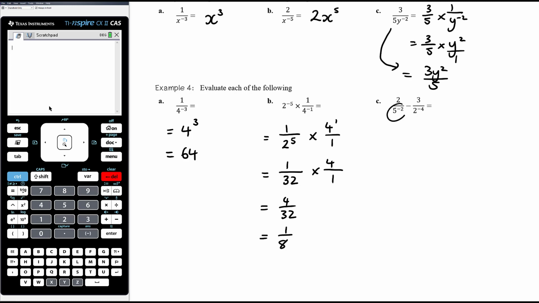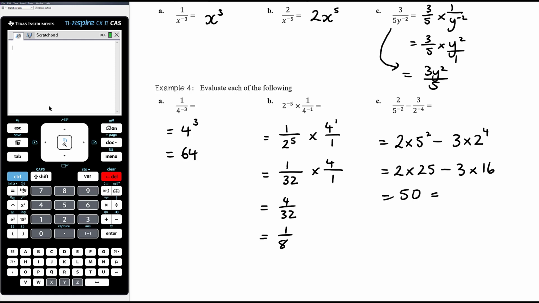In both of these instances, we've got negative powers on the denominator, so they should be positive powers on the numerator. So this should be 2 times 5 squared minus, this should be 3 times 2 to the power of 4. So that's 2 times 5 squared, which is 25, minus 3 times 2 to the power of 4, which is 16. 2 times 25 is 50. 3 times 16 is 48. So we've got 50 minus 48, and so that just equals 2.